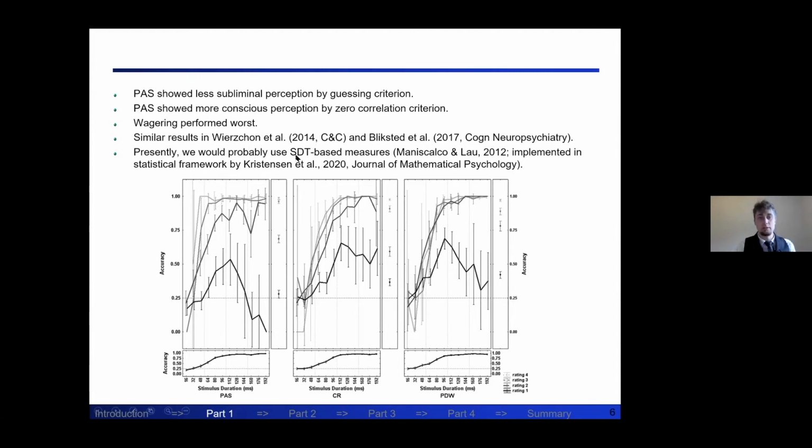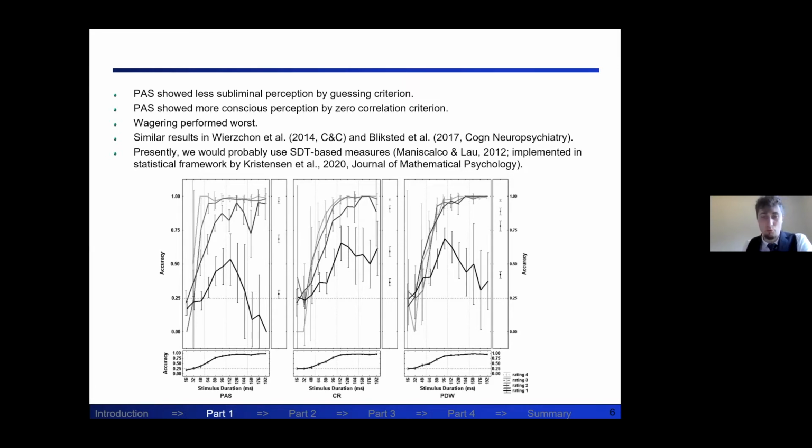So as I mentioned, nowadays, people probably, or at least some, would prefer signal detection-based measures like meta-D prime. So it would be interesting to see how they compare using that. And indeed, very recently, a student of mine created a measure of meta-D prime within a statistical framework, so that you no longer have to calculate it for each participant separately and then do your statistics and use power that way. But instead, you can just put everything into a statistical model.